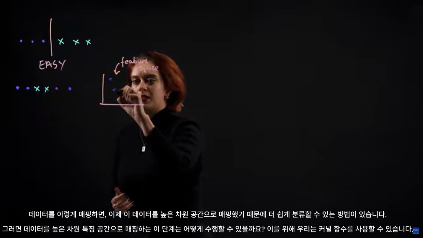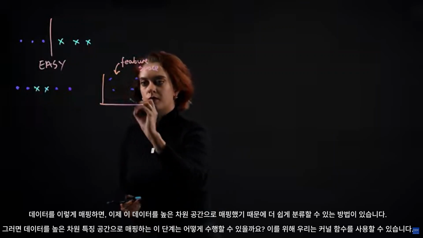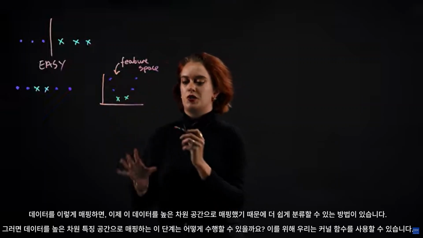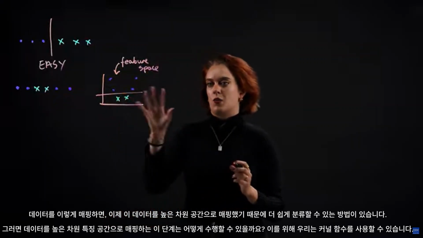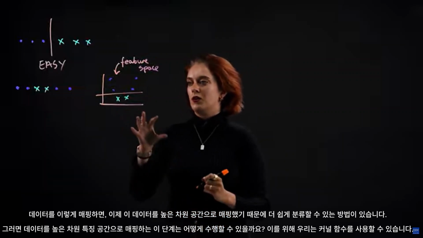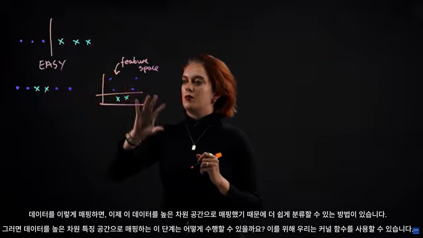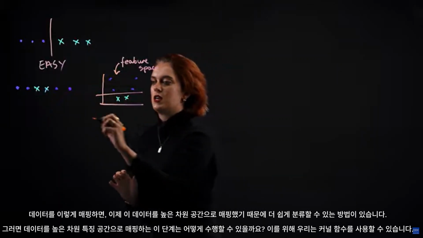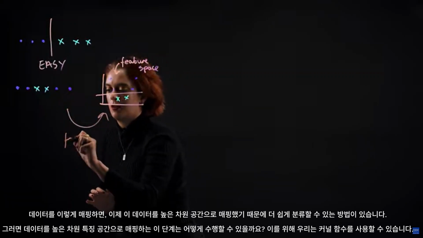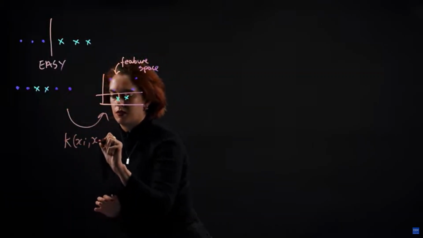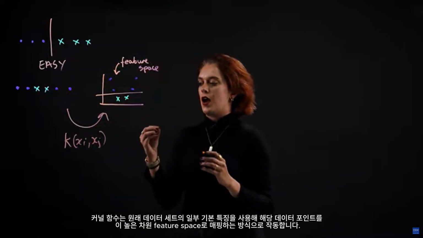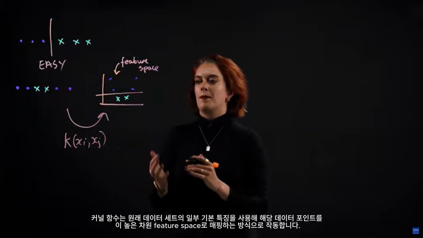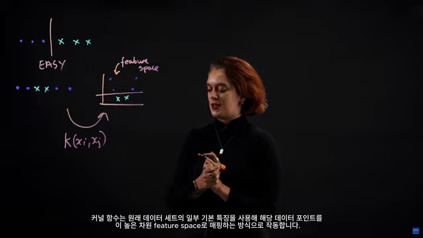Then, if we've mapped the data, for example, like this, we can now see, because we've mapped this data into a higher dimensional space, there is now a much easier way to classify this. So how do we do this step of mapping our data into a higher dimensional feature space? To do this, we can use kernel functions. Kernel functions work by taking some underlying features of the original data set and using that to map those data points into this higher dimensional feature space.